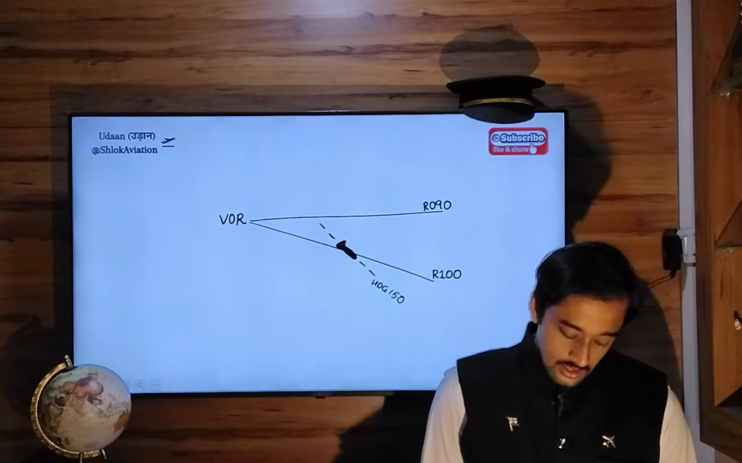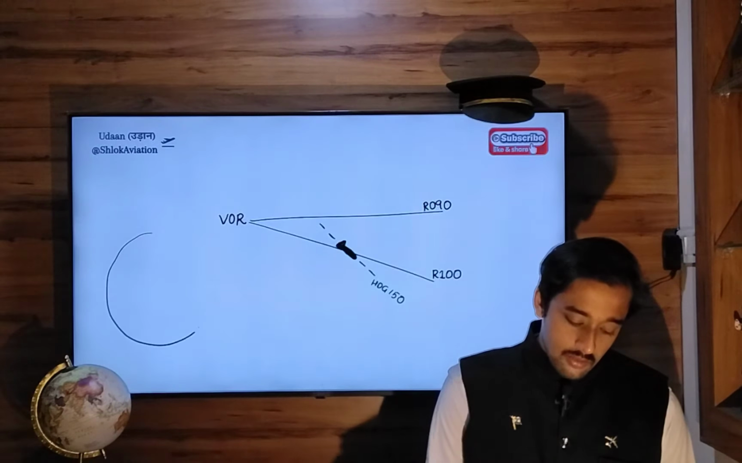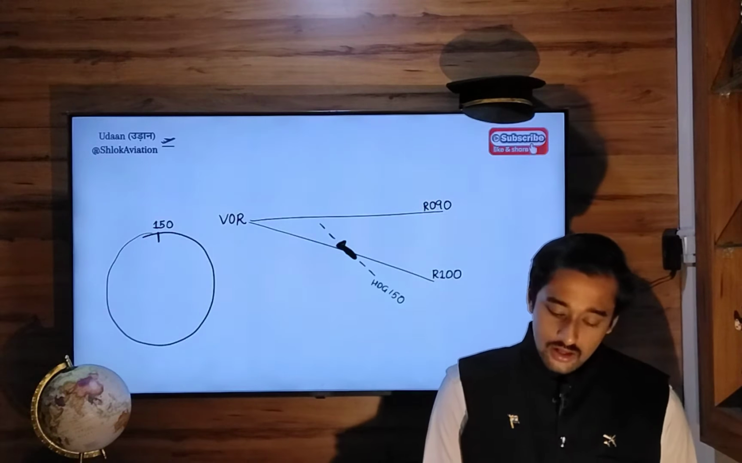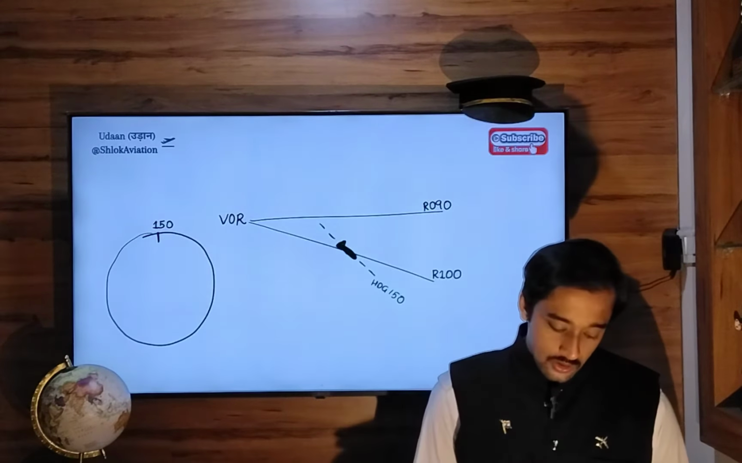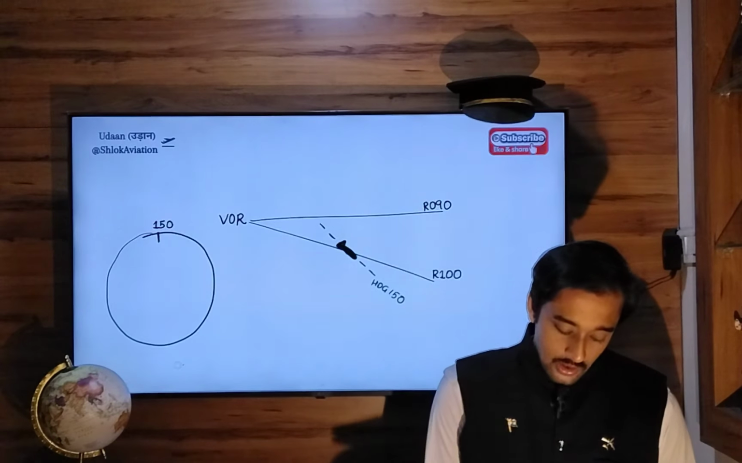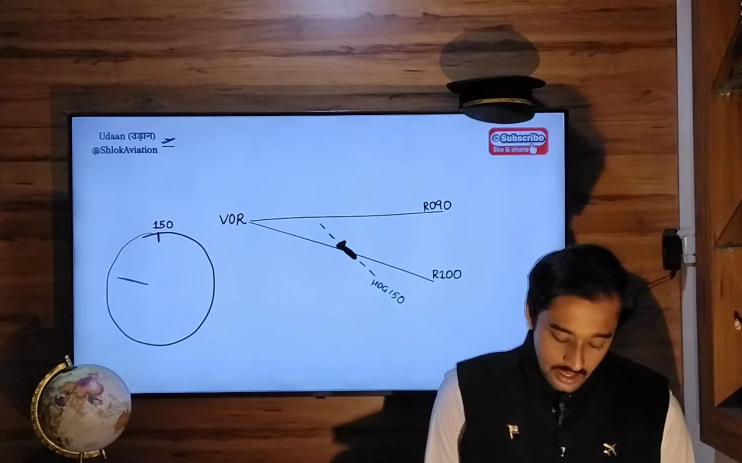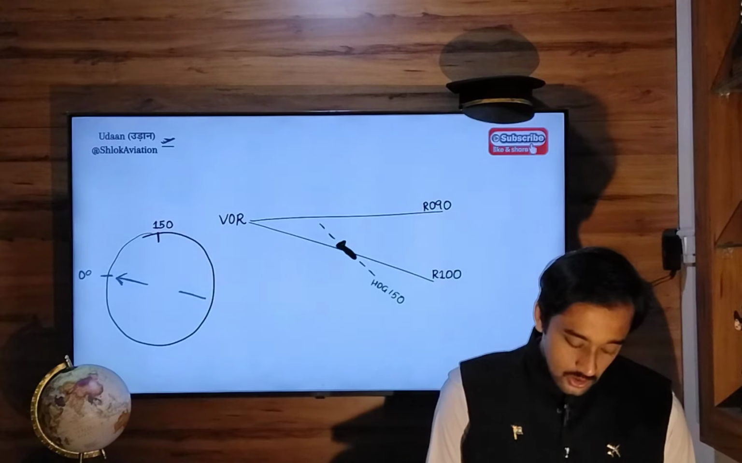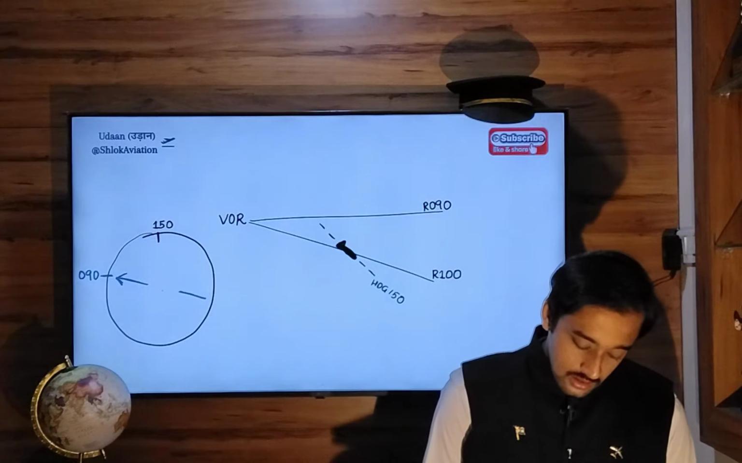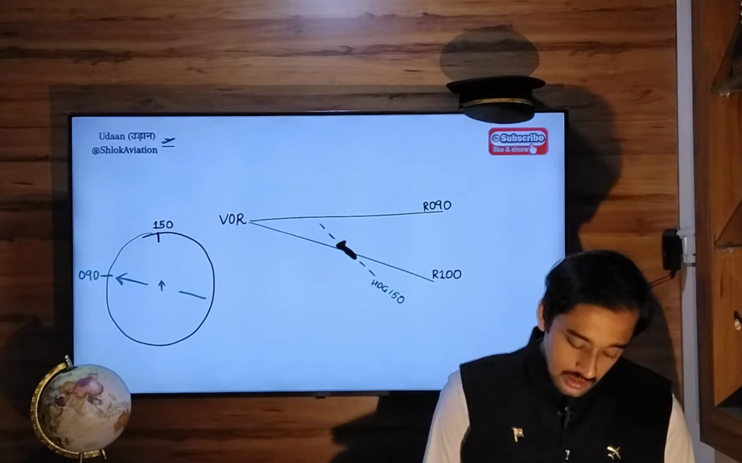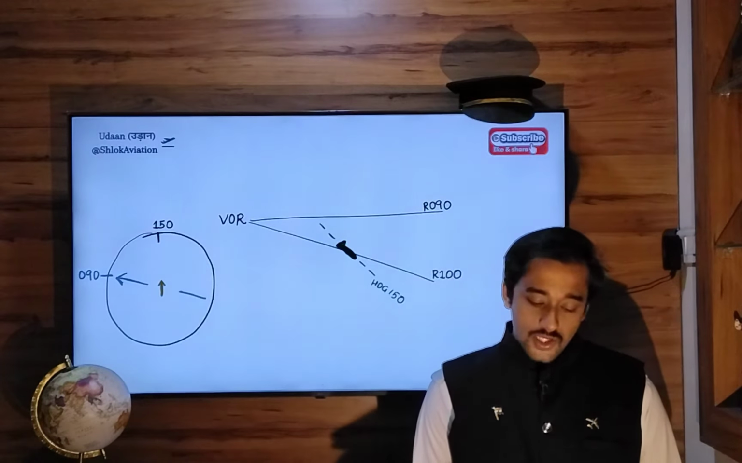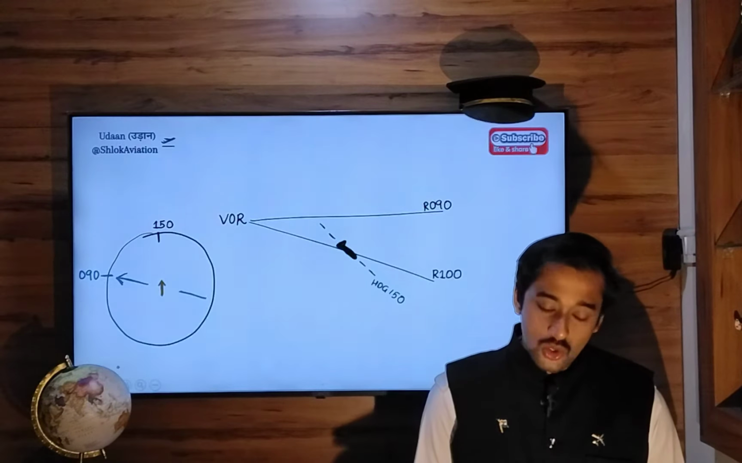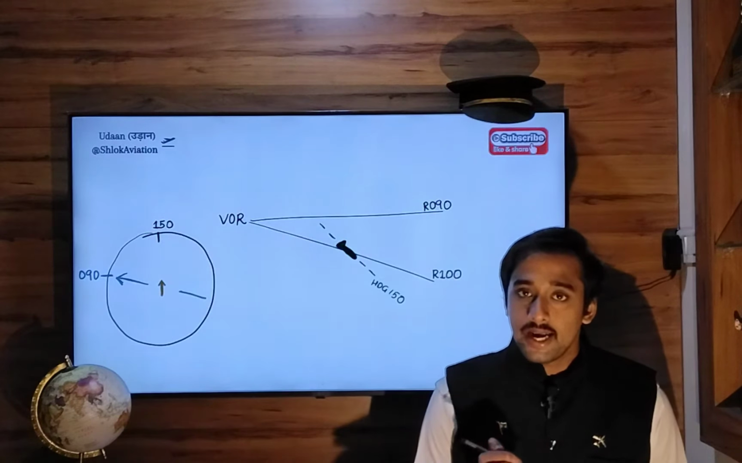So that means what will be your indications like? It will be a magnetic heading of 150 here. The course selected is 090, right? So the course selected arrow will be 090. This will be your airplane symbol in the center. Now, since you're flying outbound, you will be shown a from indication, and that from indication will be shown in the form of a triangle, which will be behind aircraft.